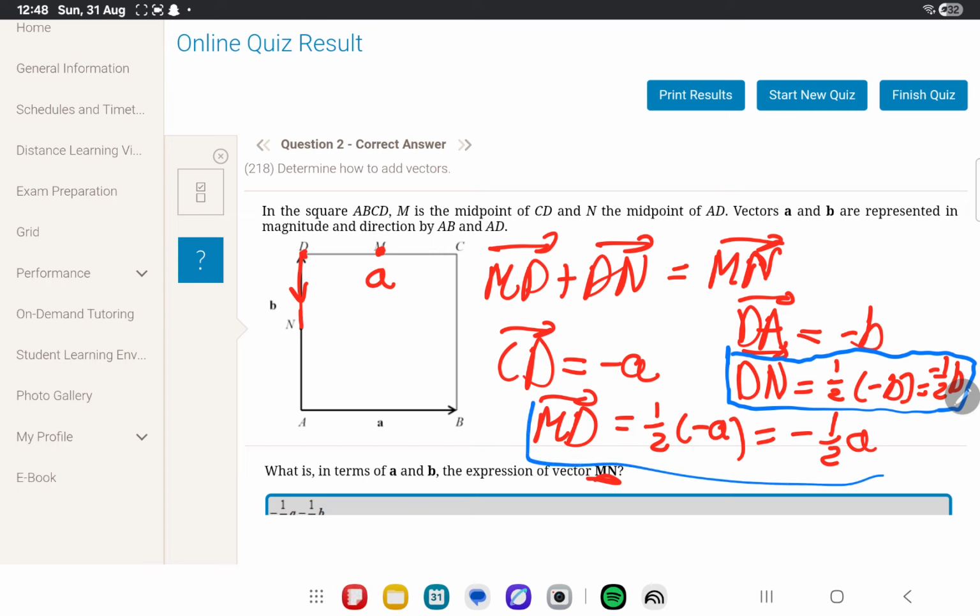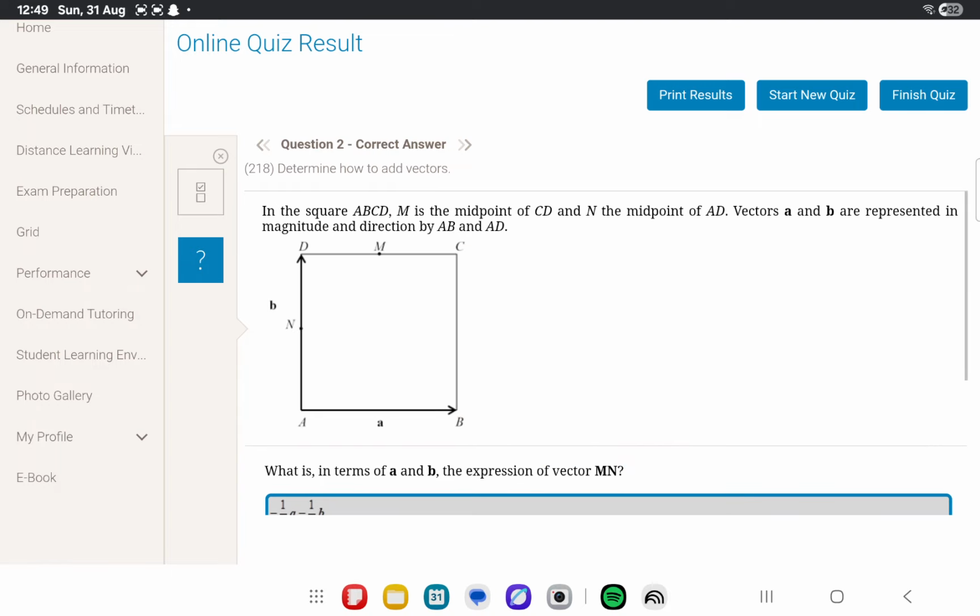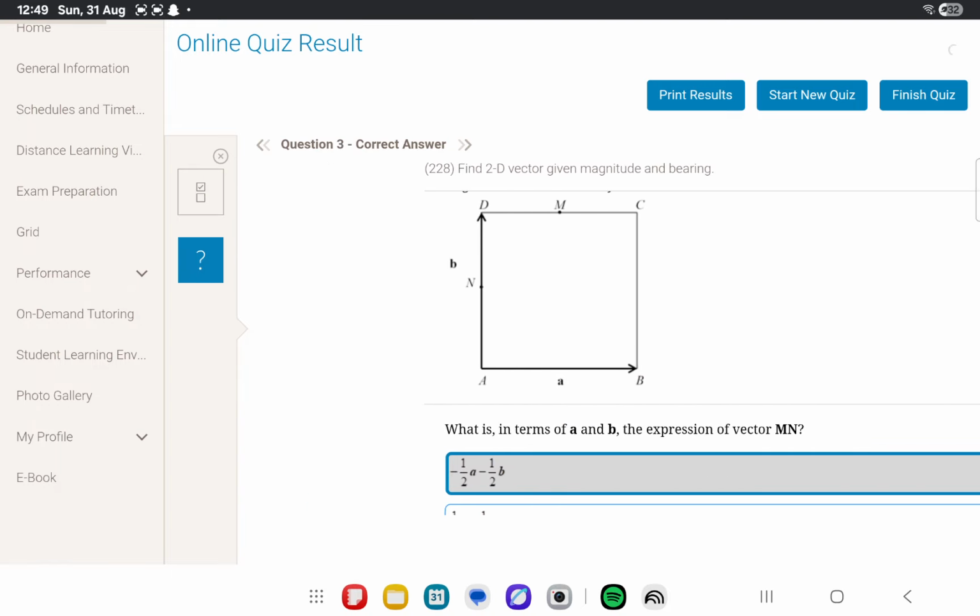And this is the second vector here. So the answer to this question is very obviously going to be half of A minus half of B. Done. That's it, because I'm just combining them. Again, we said MD plus DN is MN. So MD is negative half of A plus negative half of B. Half of A minus half of B is MN. Done. Moving on to question 3.